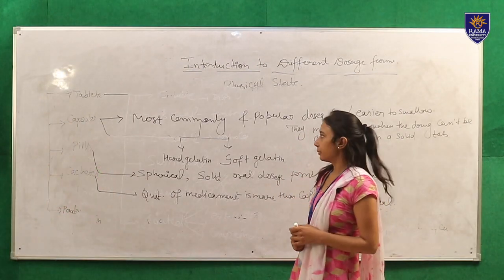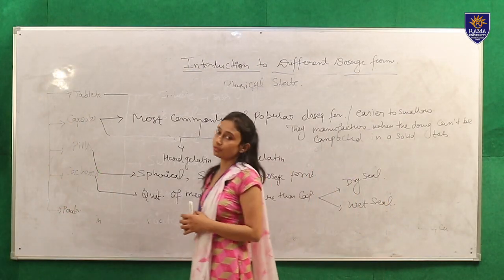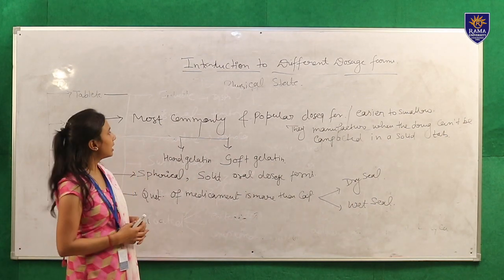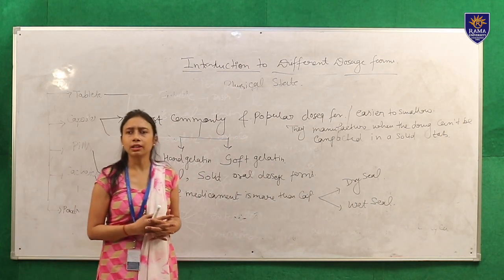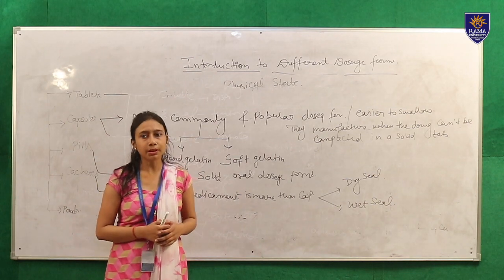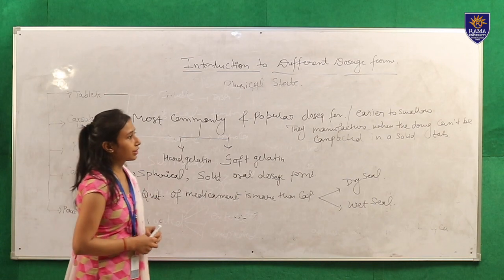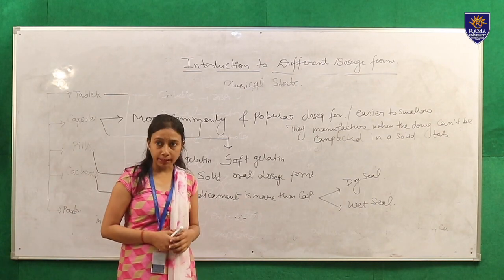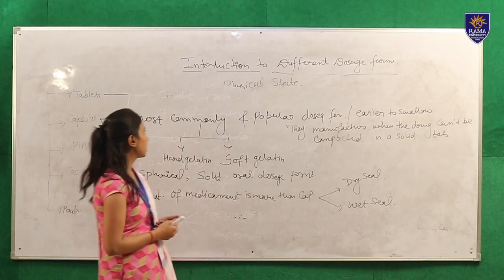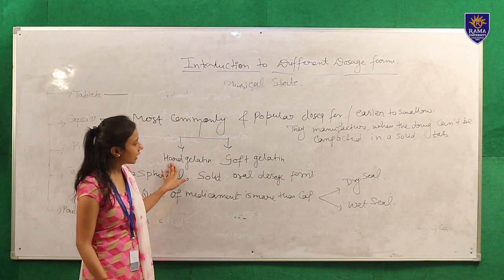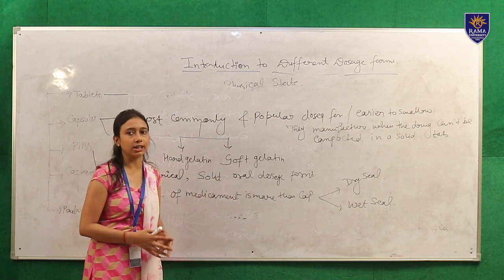So after tablets, we are going to the capsule dosage form. This is also a solid unit dosage form. Capsules are the most common and popular in the pharmaceutical industry. Capsules are easier to swallow, and they are manufactured when the drug can't be compacted into a solid tablet. Capsules are divided into two categories. First is hard gelatin capsule and second is soft gelatin capsule.